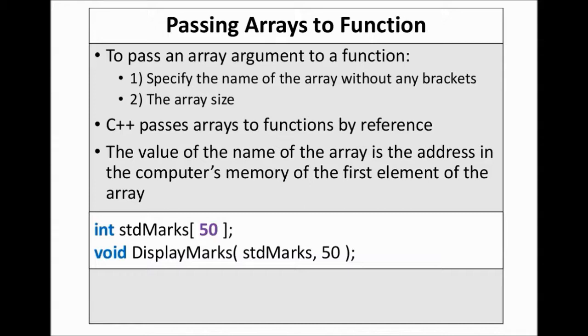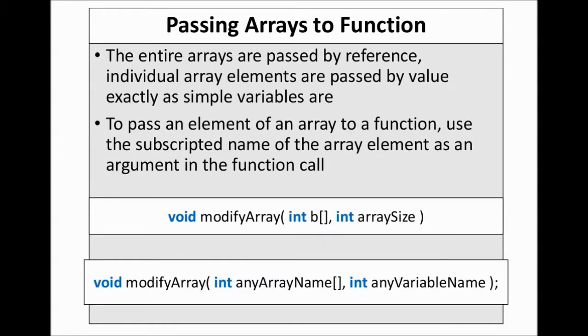When we use this array in a function, we write void displaymarks(stdmarks, 50). Here void is the return data type of the function, displaymarks is the function name, stdmarks is our array name, and 50 is the size. The entire array is passed by reference. Individual array elements are passed by value exactly as simple variables are.